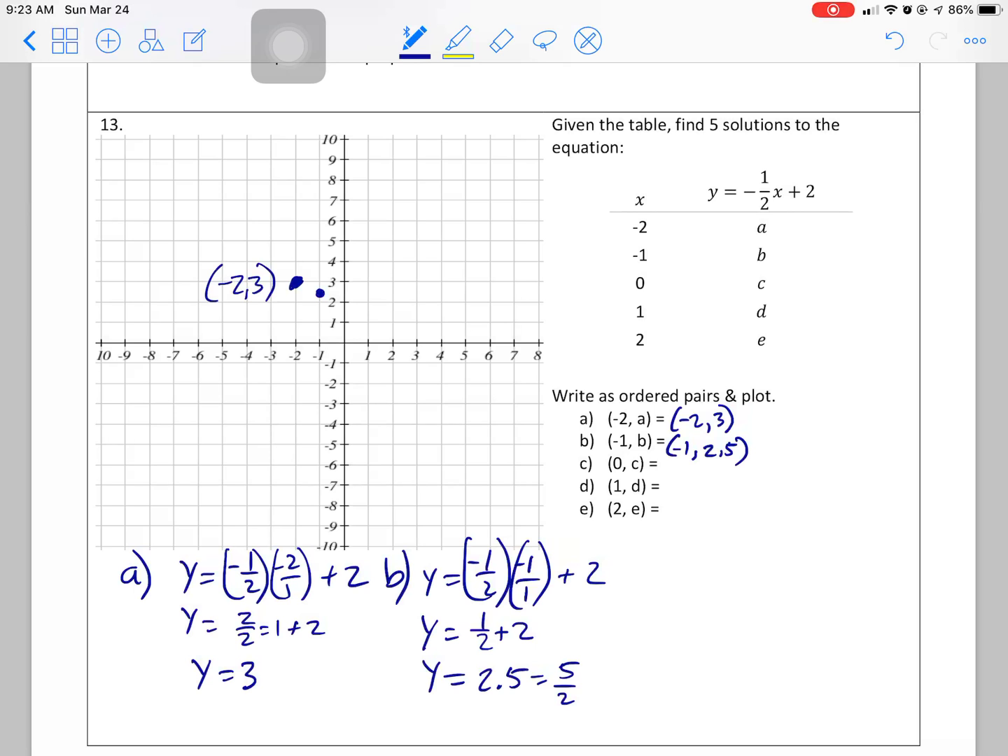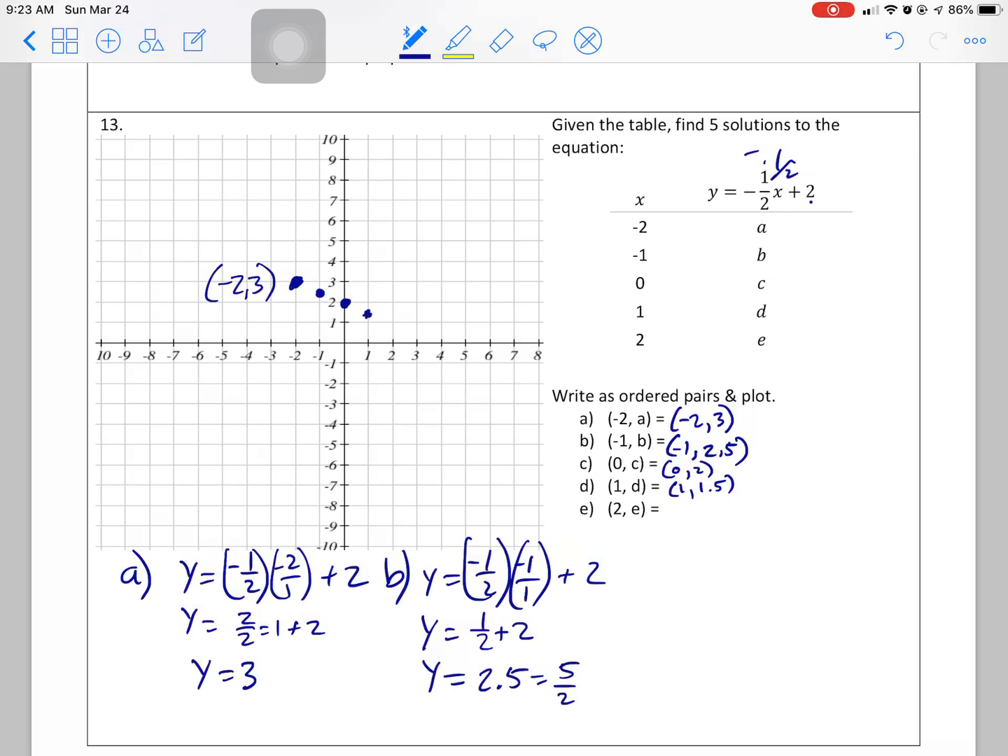Okay. If x is 0, then this whole thing goes away, and the answer is 2. So 0, 2. We're keeping an eye on the line, making sure that all our points make a straight line, because if they're not, we're messing something up. If you put in a 1 for x, this is a negative half plus a 2, which is 1.5. So 1, 1.5. Do your best to put that on there.